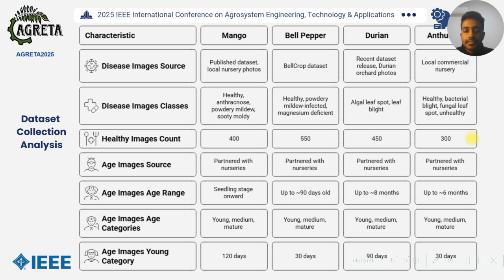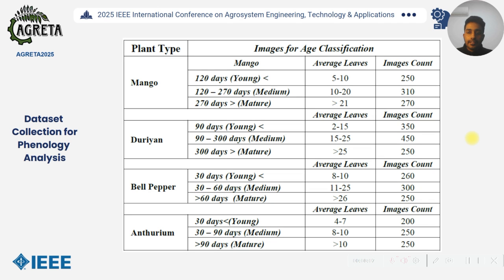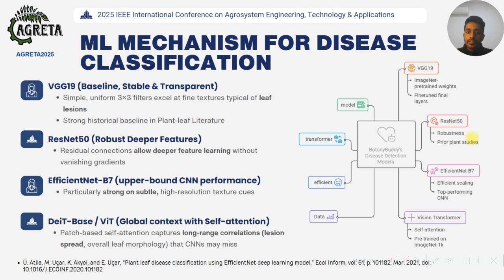And for the age estimation, we made 3 classes for each plant, which are young, medium and mature. For these 4 plants, their growth rates are different, so we got botanical experts to decide how the classes have to be classified based on their expertise. So based on their expertise, these are the images that we classified and segregated to make our model work on.